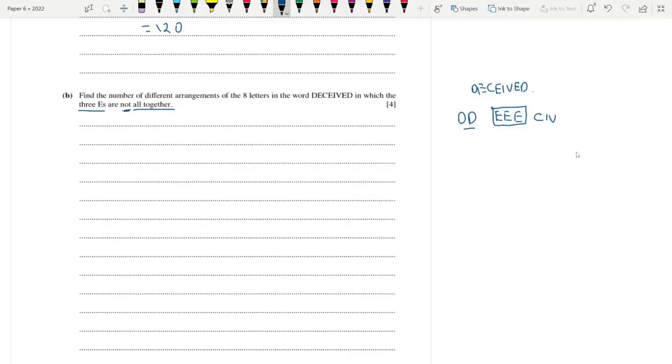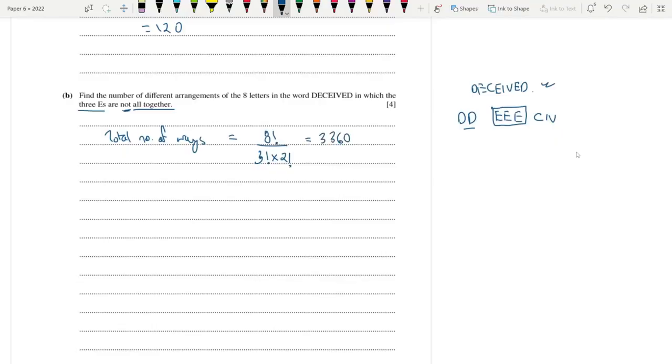So let's begin. So what am I going to do initially? I'm going to find out the total number of ways. How is that exactly? There are 8 letters, right? So that is 8 factorial divided by, since the 3 E's repeat and the 2 D's repeat, 3 factorial into 2 factorial, which gives us 3360.